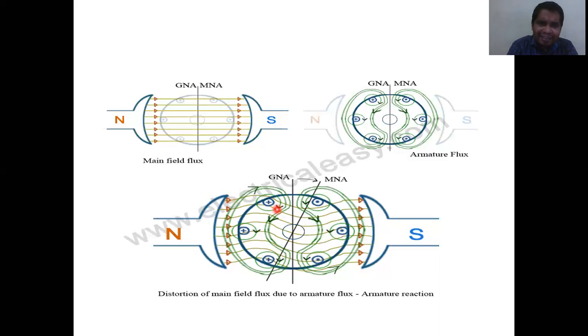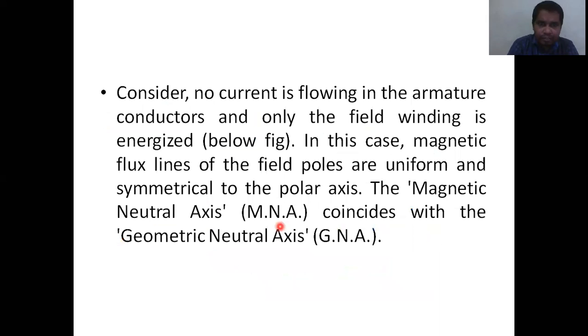So what will happen? The resultant flux of your main flux will get disturbed. That is called the distortion of the main flux due to the armature flux. That is nothing but armature reaction. Armature reaction is nothing but the distortion of the main flux due to the armature flux. This will only happen when the armature as well as the field carry current.